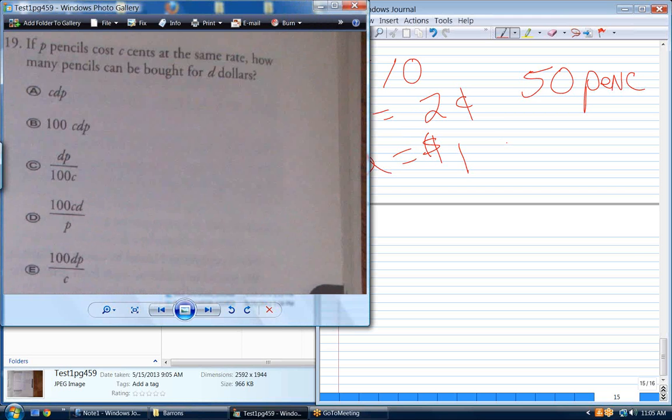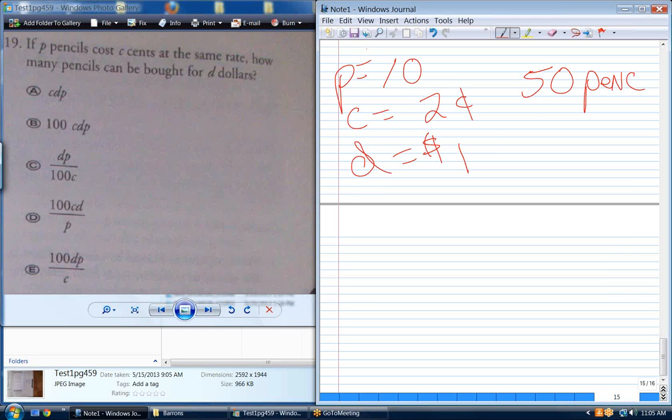I see what I did wrong. I was wondering why they put a P in here, because P didn't seem to make any difference. I apologize. I've misinterpreted this problem from the get-go. If P pencils cost C cents total, in other words, if 10 pencils cost 2 cents, if I would have read the problem correctly, I wouldn't have made C equal 2. I would have made it equal 20. Okay. So that the cost per pencil was 2 cents per pencil.